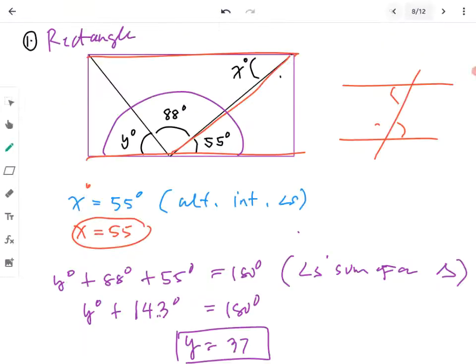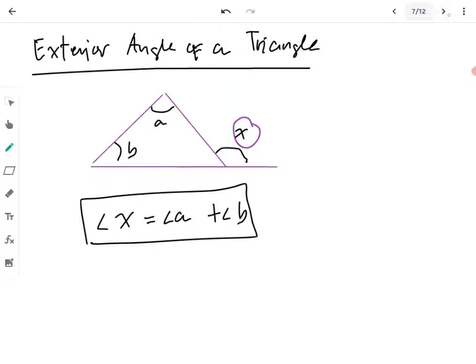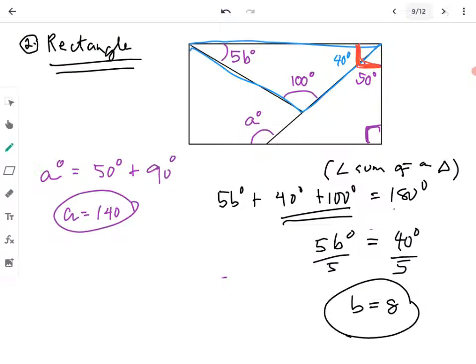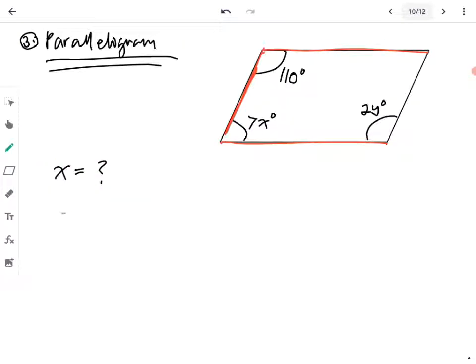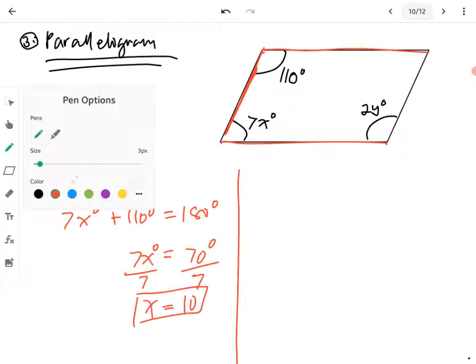So let's go back to that illustration, this one. The B and the E. So it's just like that. So going back there, if you're going to add them, they are supplementary. That's 7x degrees plus 110 degrees, they are supplementary. So subtracting 110 from both sides, you have 7x equals 70 degrees. Divide by 7, x is simply 10. Done.